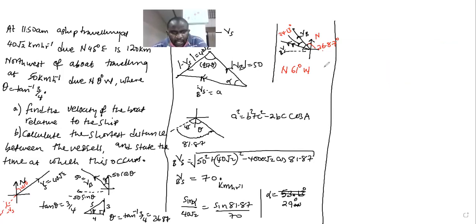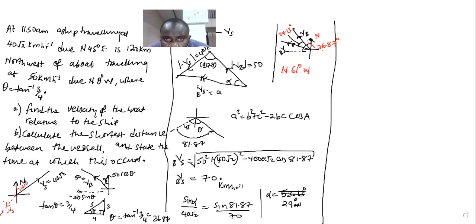53.13. Is your calculator in radians or what? Normal, sir. 53.13. I've pressed that many times, and that's the answer I'm getting. If that is the case, then if it is 53, what about the rest? What answers do you get? 53.13. Okay, then let's take 53.13, because this was a mock paper.